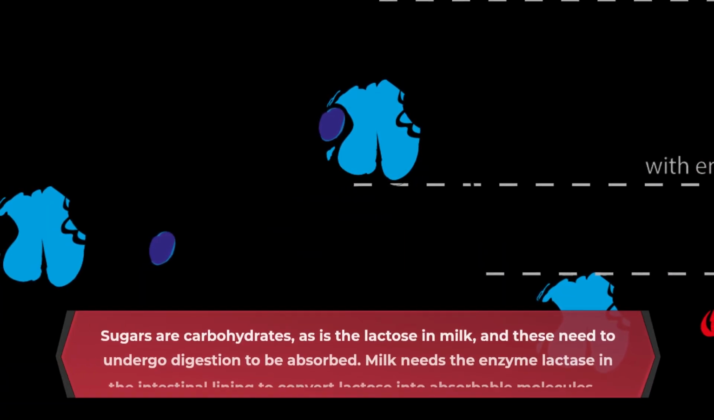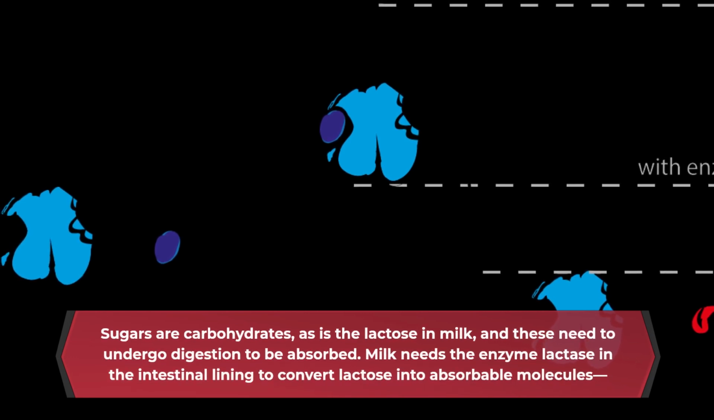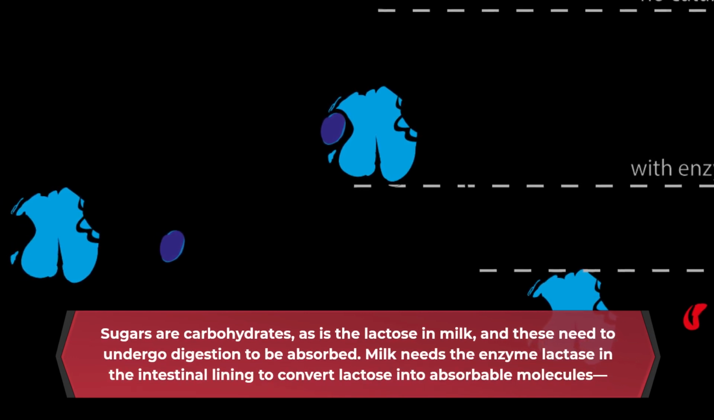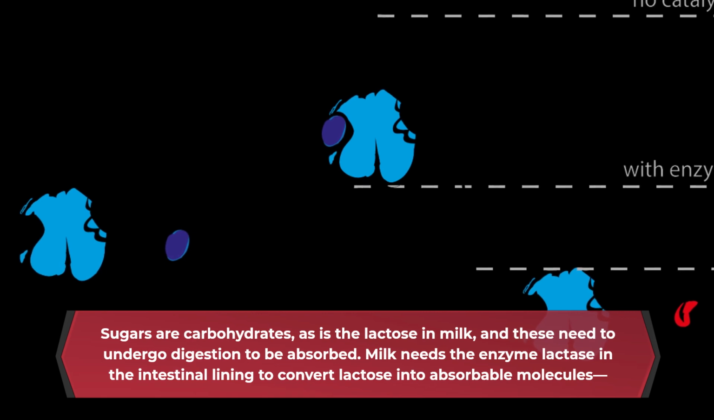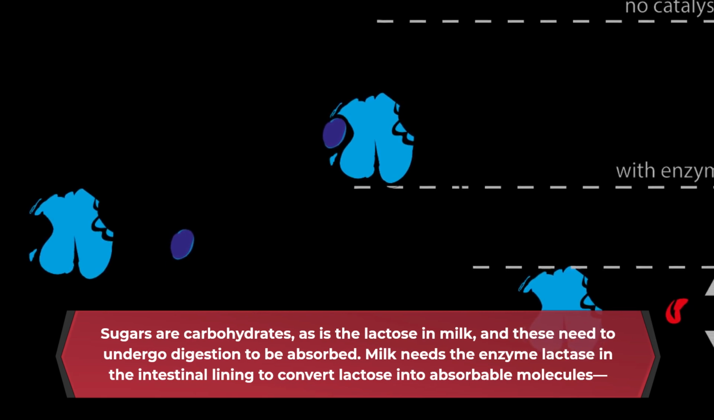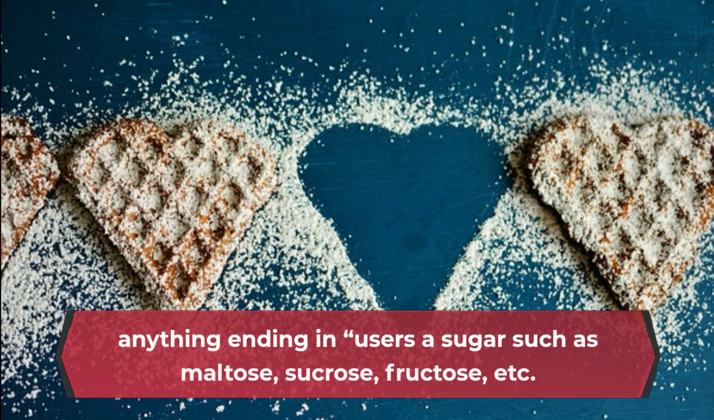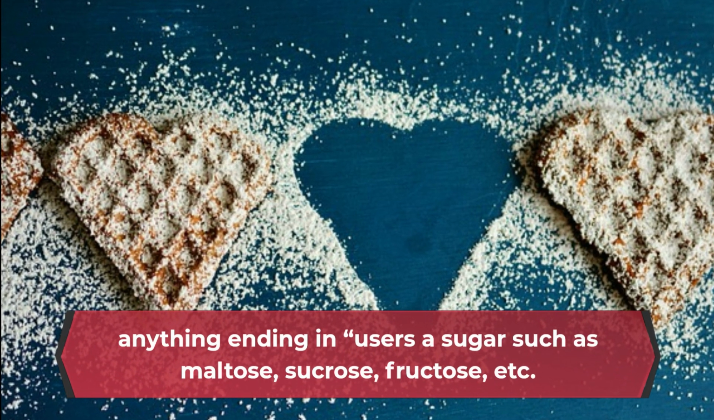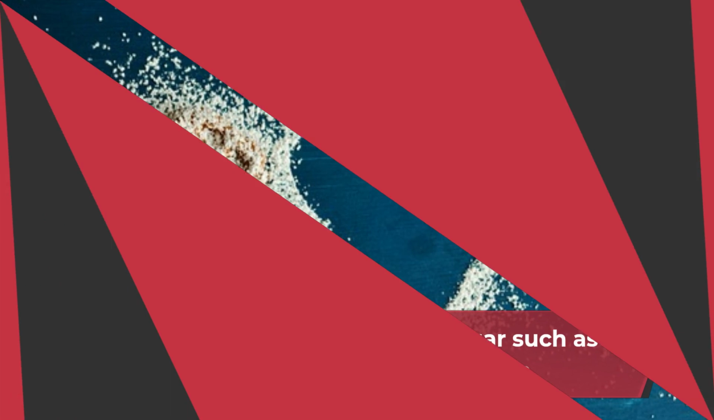Sugars are carbohydrates, as is the lactose in milk, and these need to undergo digestion to be absorbed. Milk needs the enzyme lactase in the intestinal lining to convert lactose into absorbable molecules. Anything ending in "ose" is a sugar, such as maltose, sucrose, fructose, etc.